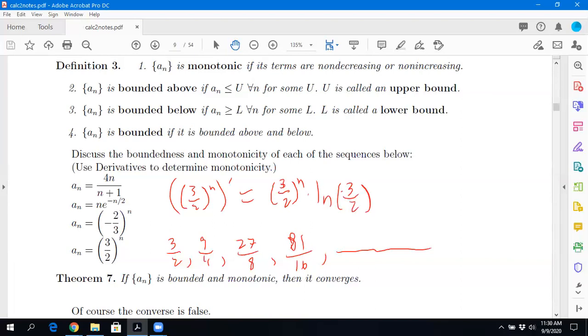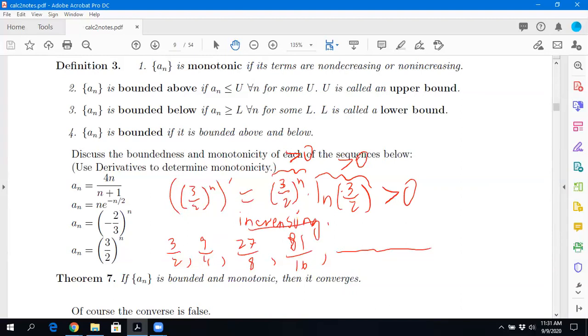Now, is the logarithm of 3/2 positive or negative? Yeah, that's positive, right? The logarithm is positive for things that I plug in that are to the right of 1. And this guy right here is also positive. Therefore, this whole thing is always positive. Therefore, this is what kind of a sequence? This is an increasing sequence.